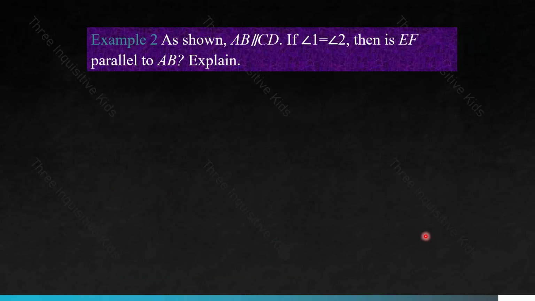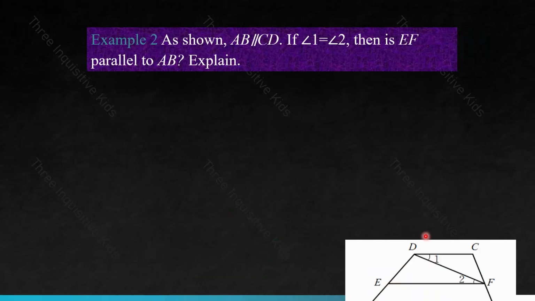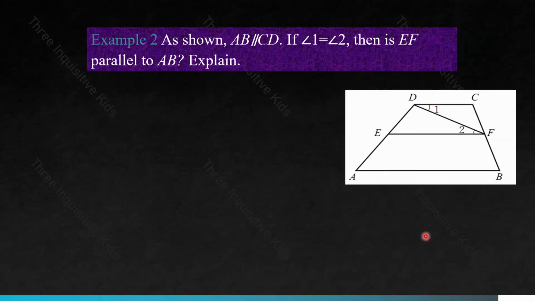Let's do another problem. As shown, AB is parallel to CD. If angle 1 is equal to angle 2, then is EF parallel to AB? Explain. Again, I want you to pause the video and try to solve this on your own first.